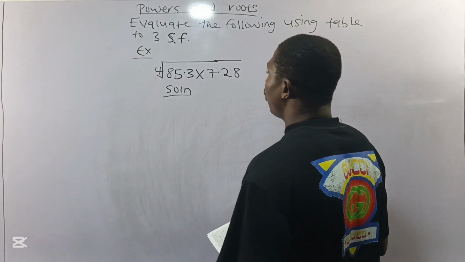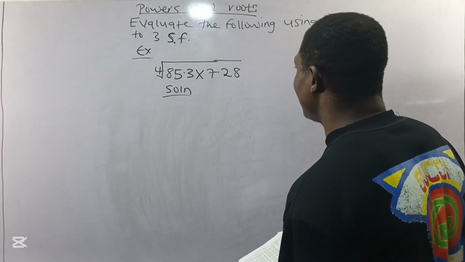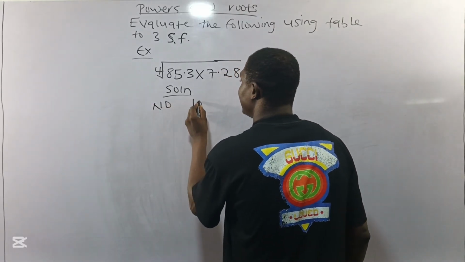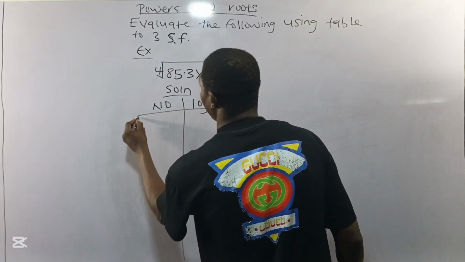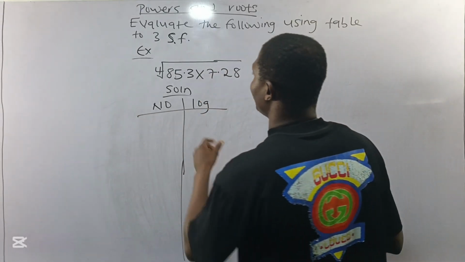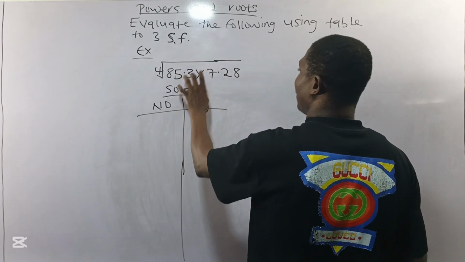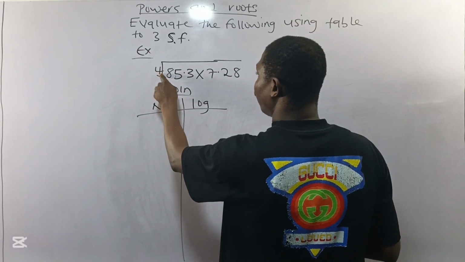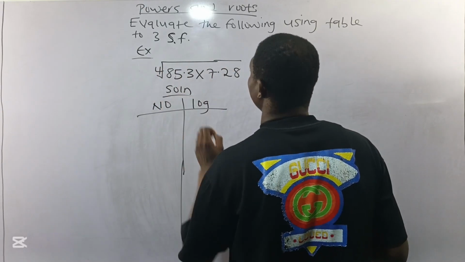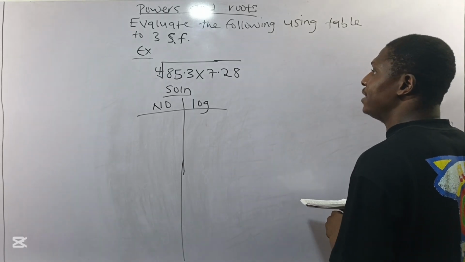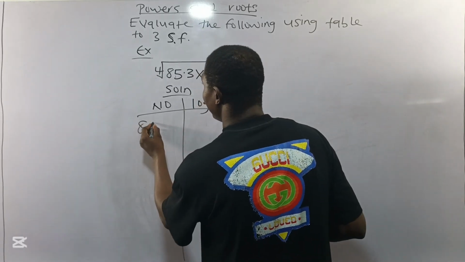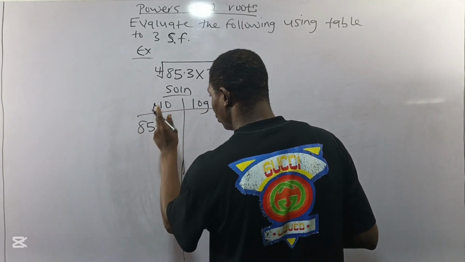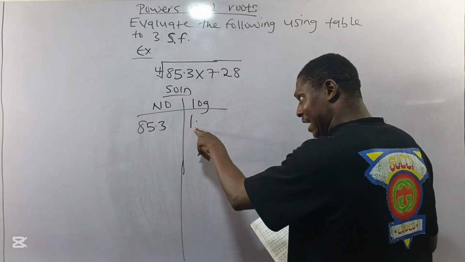We have the fourth root of 85.3 times 7.28. How do we solve this? Write our number, write our log as usual. We will check the log of these two multiplied, the logs of these two add up. After that, we divide by the 4 we have here because root is to divide, before we take our anti-logarithm. So let's do that. We have 85.3. Before the decimal, we have 2 digits, which is 85. So we subtract 1, gives us 1 point as our characteristic.